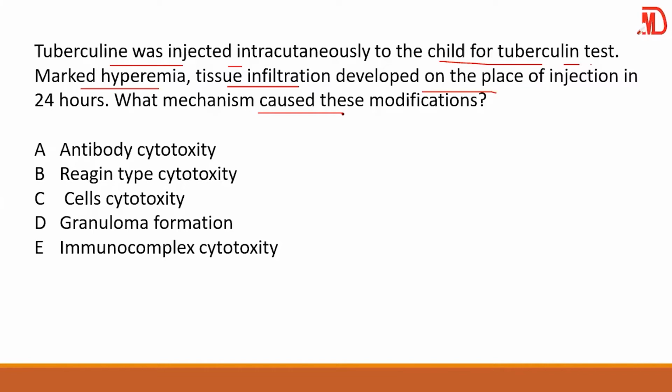Some questions, they will give you one of the diseases, and they ask you what type of hypersensitivity. Like in this question now, they've given us what? A tuberculin test. So what type of hypersensitivity? So let's continue. Again, type 3: systemic lupus, serum sickness, rheumatoid arthritis, post-streptococcal glomerulonephritis, and so on.